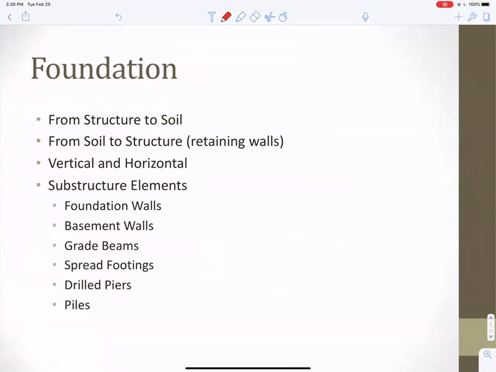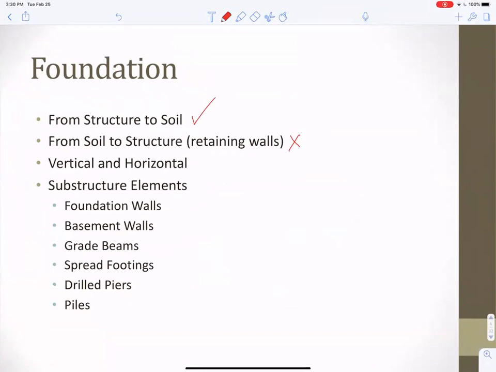And so you'll do the gravity system, the lateral system, and also a foundation system. And this will take the loads from the structure to the soil, and also resist the loads from the soil to the structure in terms of retaining walls, like in a basement. We won't be doing that, but we will be doing this.